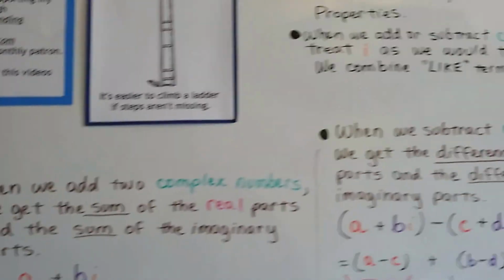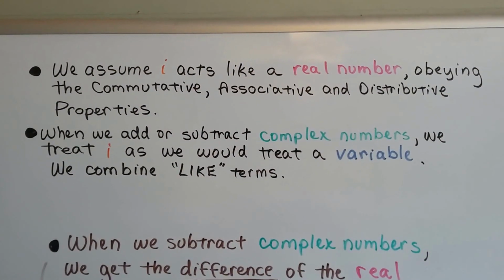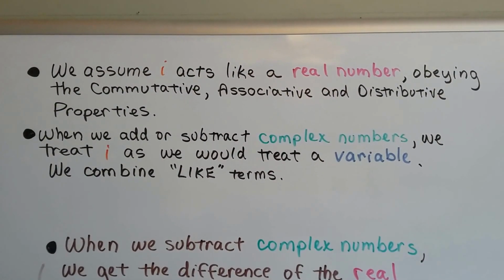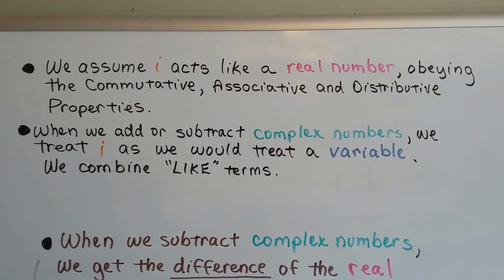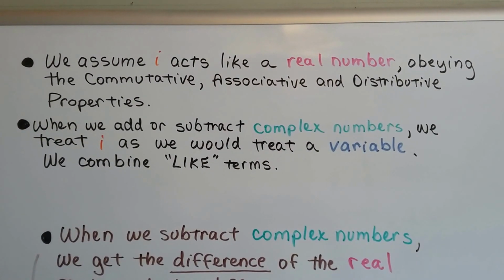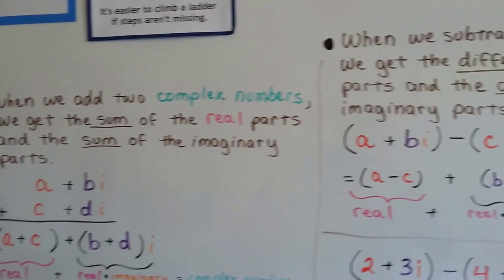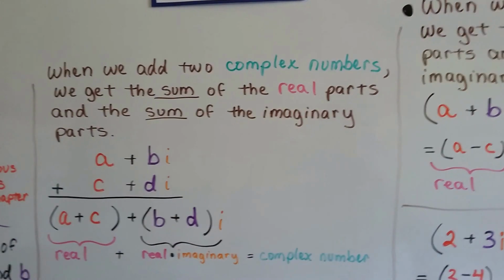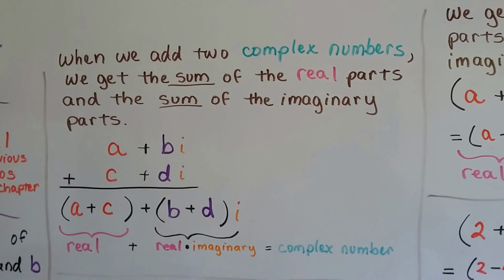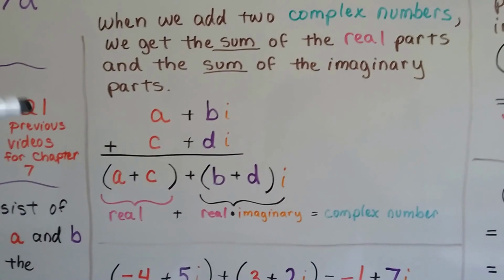Let me move up here. We assume i acts like a real number, obeying the commutative, associative, and distributive properties. And when we add or subtract complex numbers, we treat that i like we would treat a variable. We combine like terms. So when we add two complex numbers, we get the sum of the real parts and the sum of the imaginary parts. I've got them stacked here so they're easier to look at.